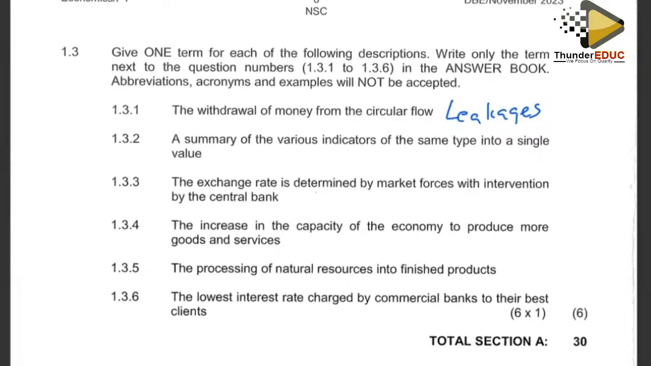1.3.2 reads as follows. A summary of the various indicators of the same type into a single value. So now if you still remember, great talks, the different set of the indicators that we have. Okay, before I jump into types of the indicators, let me first explain the word indicator.